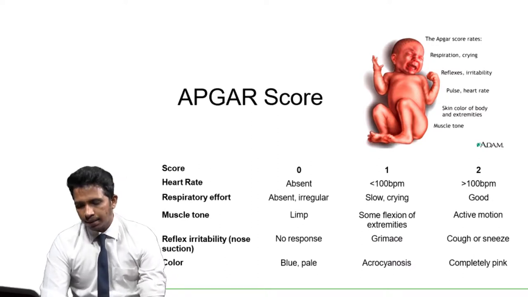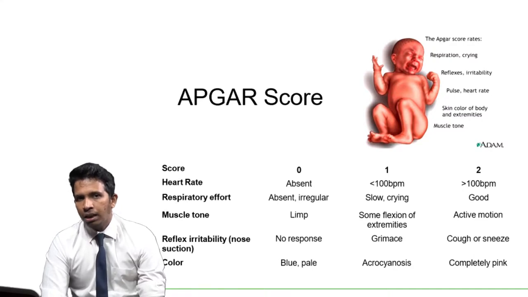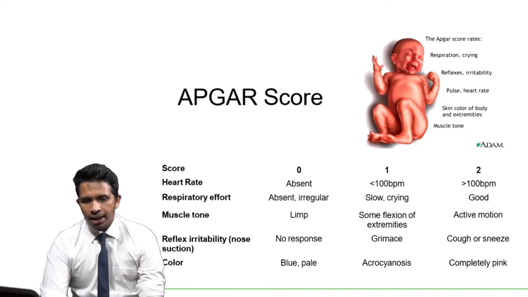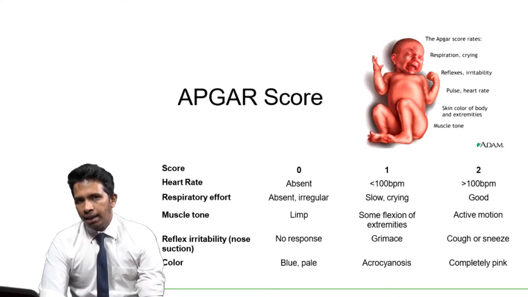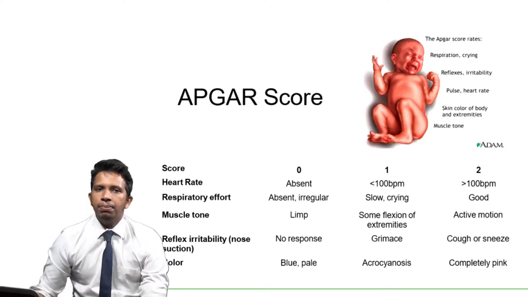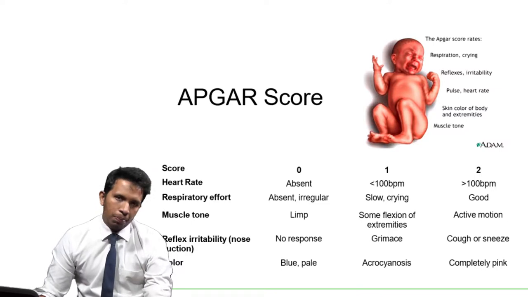Then color. If the child is blue or pale or looking cyanosed, that means the score is 0. If the child has a condition known as acrocyanosis, which is partially blue, not fully blue, seen in the hands, where the bluishness is seen in your hands, then that is a score of 1. And a score of 2 will be completely pink, which is normal. Okay?